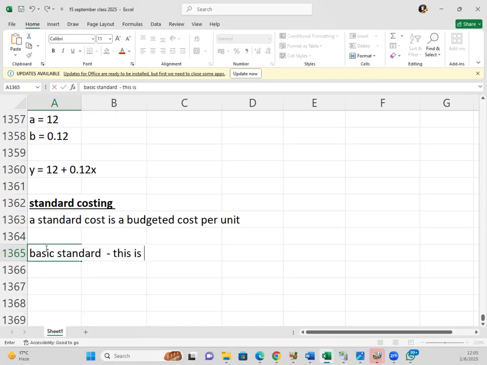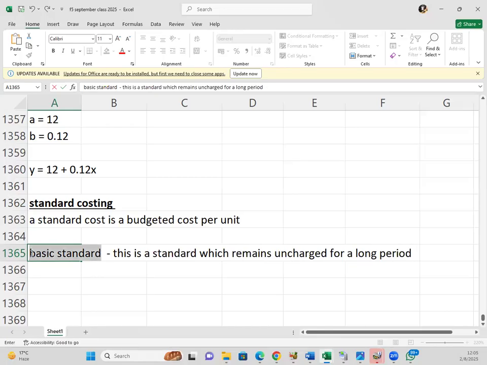This is a standard which remains unchanged for a long period. So you are just using what we know. You are not creating something of your own. You're just saying, okay, this is what is known. This is what has been taking place over the last 10 years. You're just using something that has been existing for a long time, and coming up with a standard based on it.